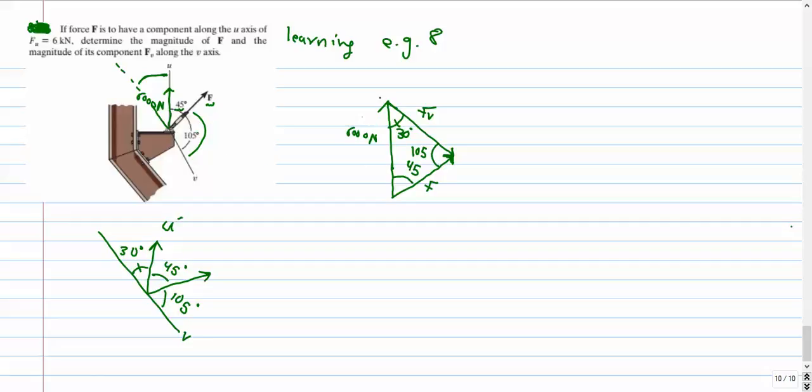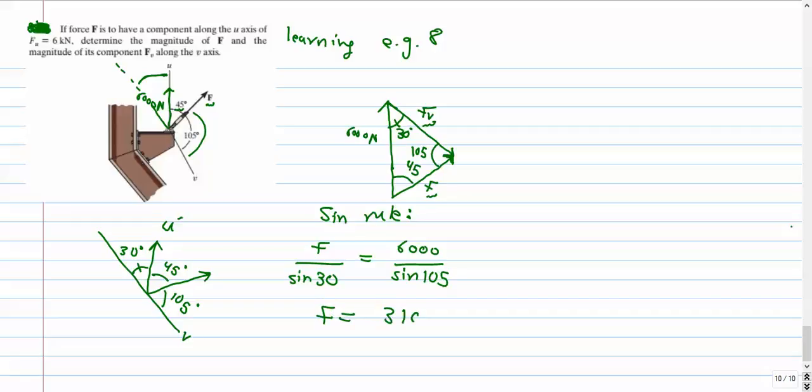Now that we have our vector triangle, to find the magnitude of the component of force F along the v-axis, and to find the force F itself, all we need to do is simply apply the sine rule. So according to the sine rule, F over sine of 30 should be equal to 6000 over sine of 105 degrees. And the value that we get for F is equal to 3105.83 newtons.